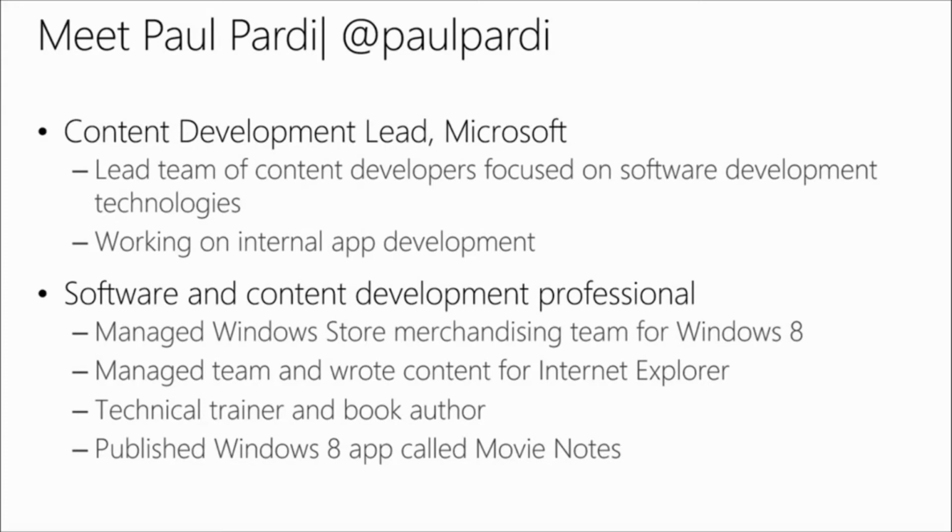Hi, my name is Paul Pardee, and I'm a content development lead at Microsoft. I've been in the software industry for about 20 years and doing programming most of that time. I started out programming in Visual Basic and moved to scripting, and then I moved into object-oriented languages like C# and spent most of my time in that language. I've also programmed against SQL Server, so that gives me some experience with databases as well. I co-authored a book on Microsoft Access many years ago, and recently published an app to the Windows 8 App Store called Movie Notes, which I'm very proud of.